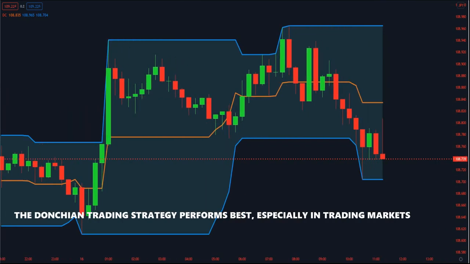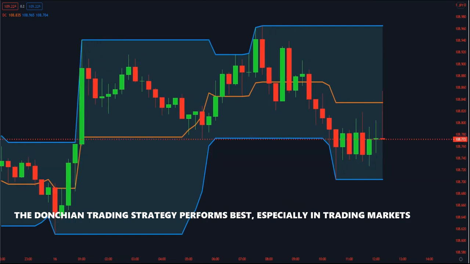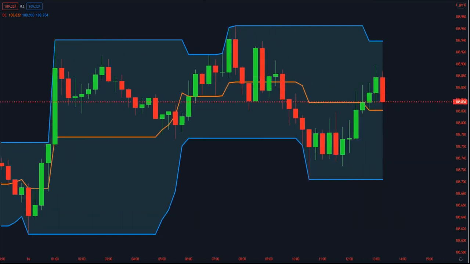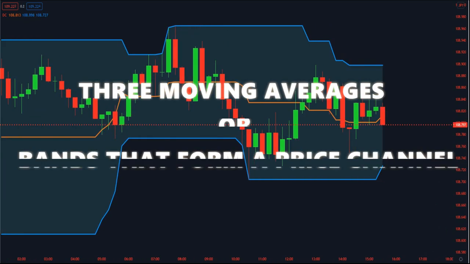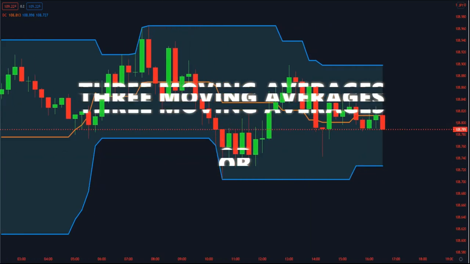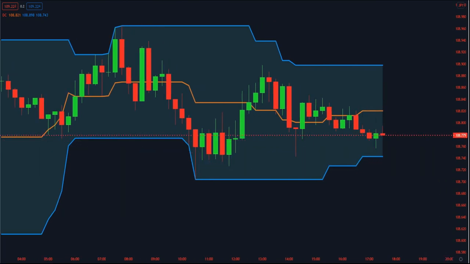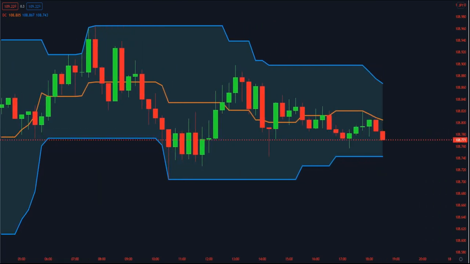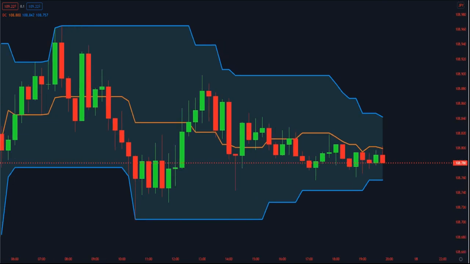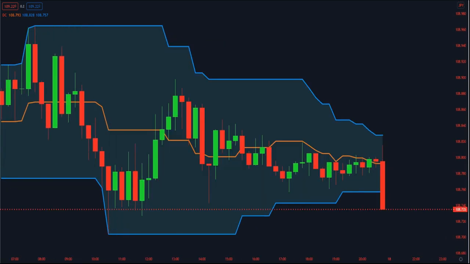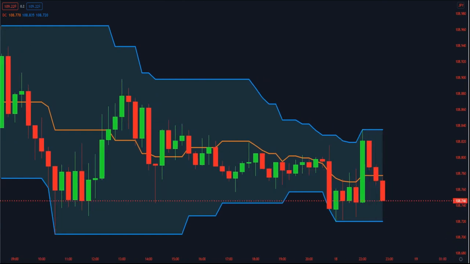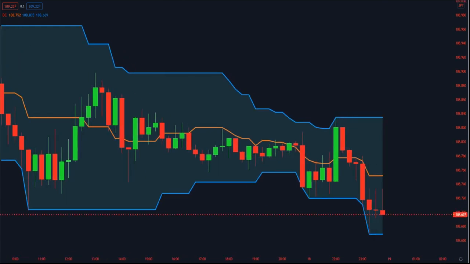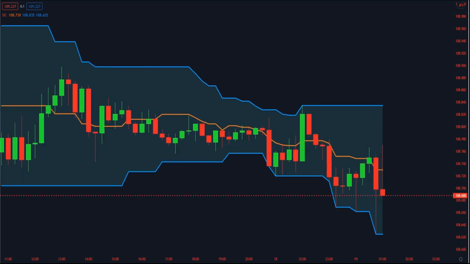However, the Donchian trading strategy performs best, especially in trading markets. The Donchian channel accomplishes all the mentioned features by plotting three moving averages or bands that form a price channel. The channel periods are determined by a user-defined period, and our preferred setting for the Donchian indicator is 20 periods. This means that the Donchian channel will look back for the highest high and the lowest low price over the last 20 candlesticks on your chart and then plot that value.